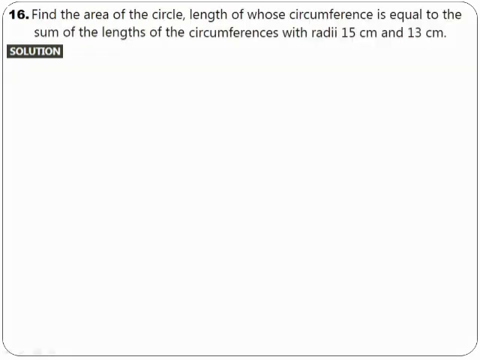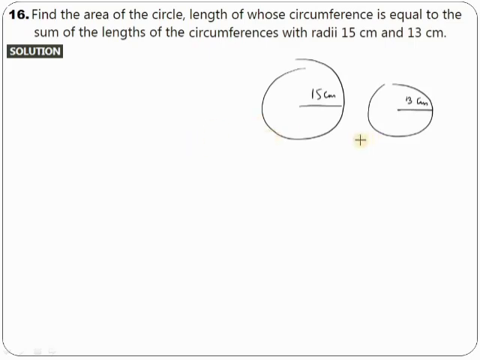Find the area of the circle whose circumference is equal to the sum of the lengths of the circumferences with radii 15 centimeter and 13 centimeter. So try to understand this case. There are two circles. There is one bigger circle whose radius is given to be 15 centimeter, and the smaller one's radius is given to be 13 centimeter. So there are two circles given to you.